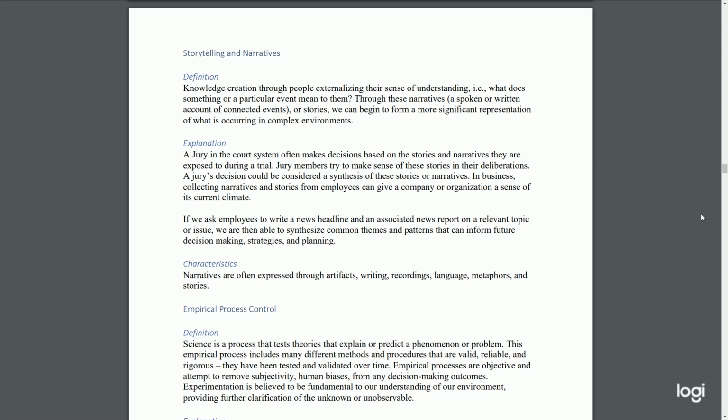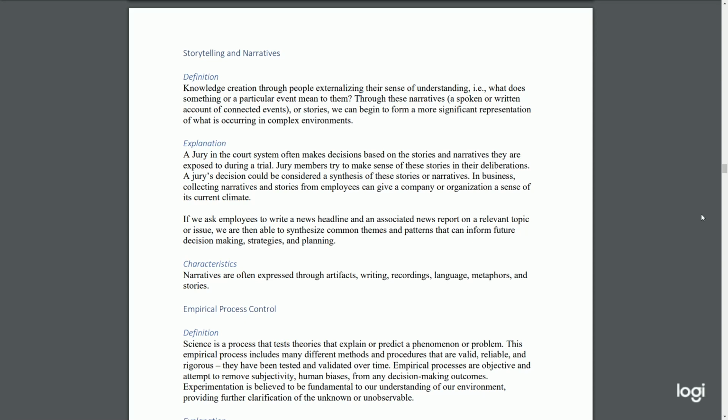Explanation. A jury in the court system often makes decisions based on the stories and narratives they are exposed to during a trial. Jury members try to make sense of these stories in their deliberations. A jury's decision could be considered a synthesis of these stories or narratives.